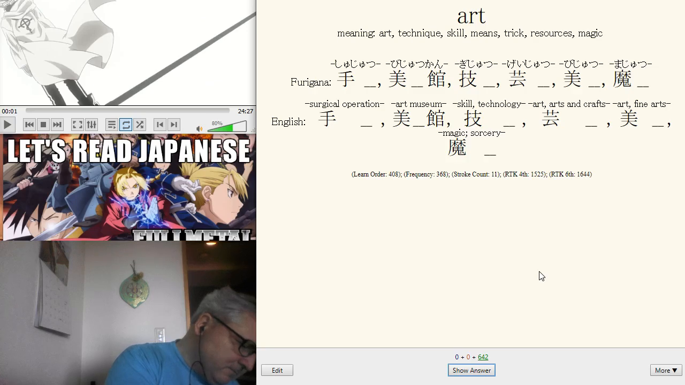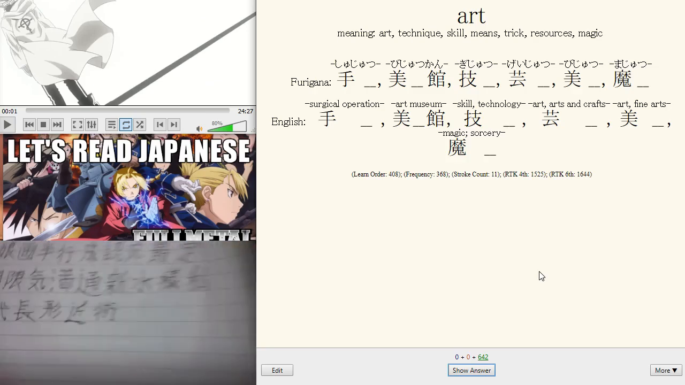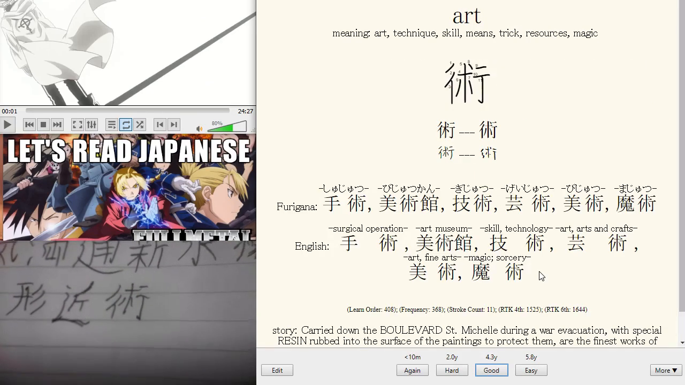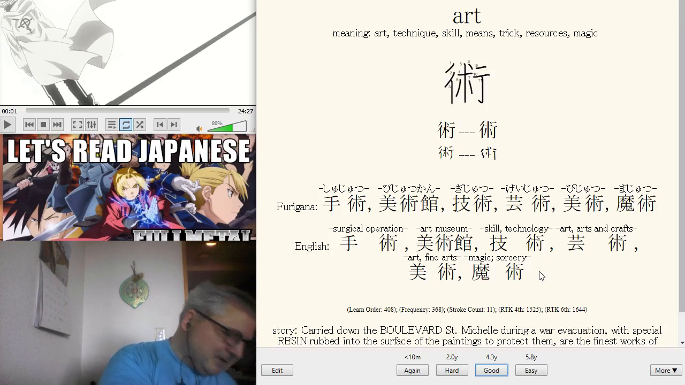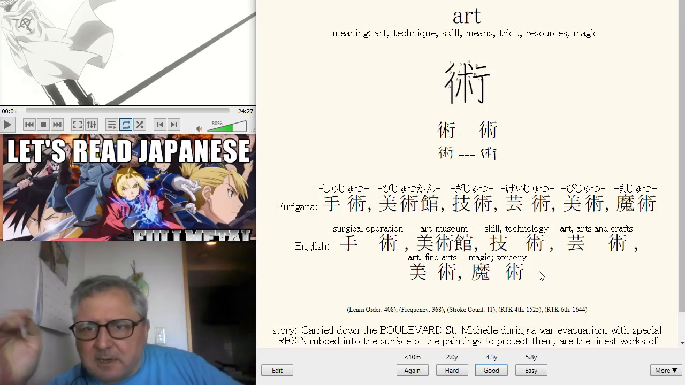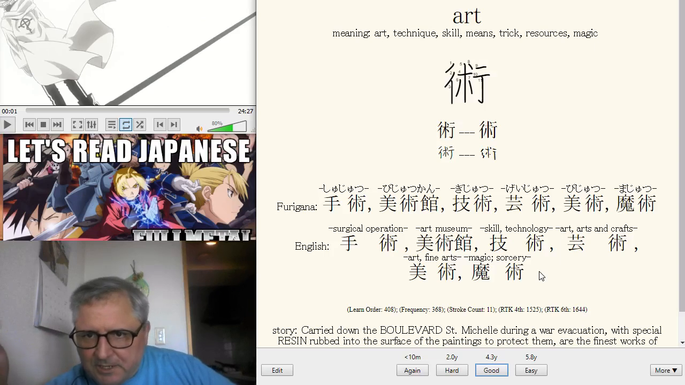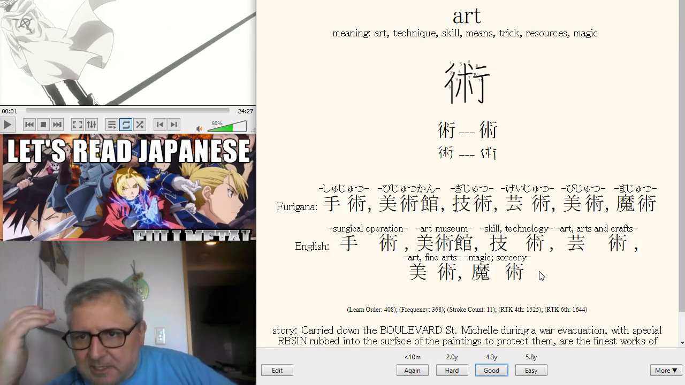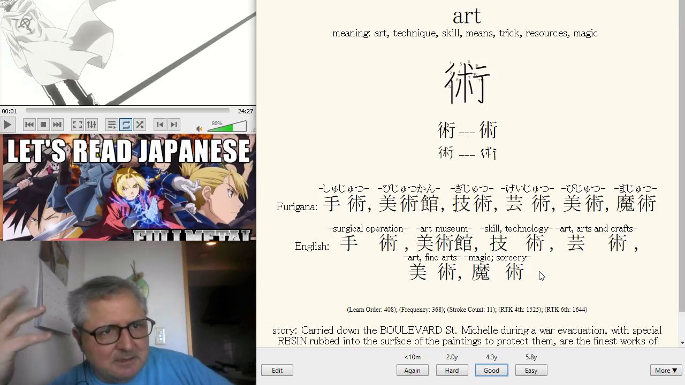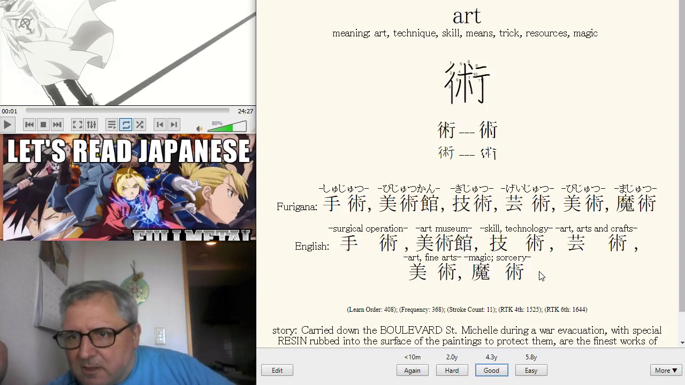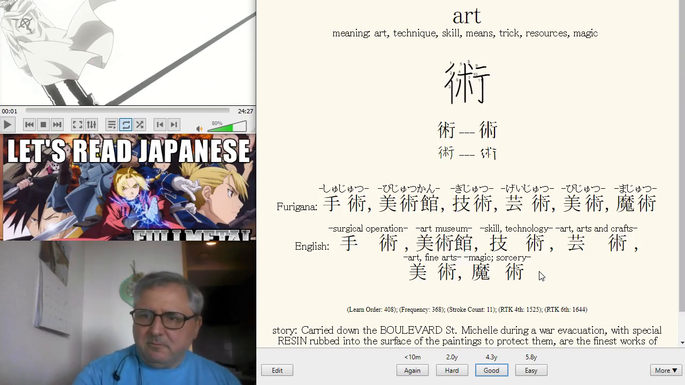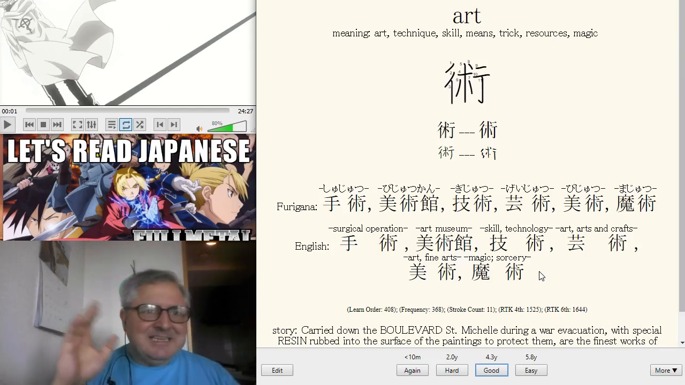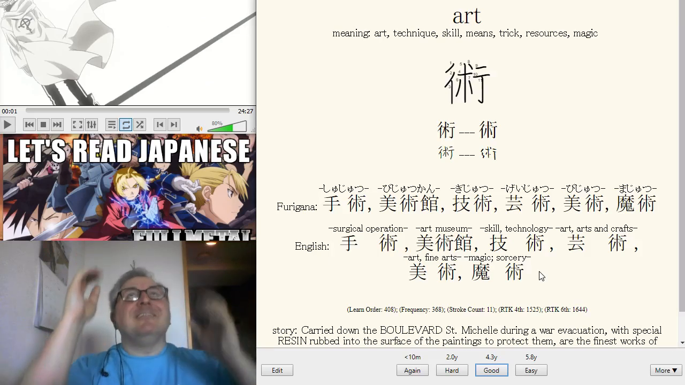Okay. Mistake, forgot that one little stroke. All right, shujutsu, yeah, surgical operation. Bijutsukan, it's like an art museum, right? Yeah, art museum. Gijutsu, that's technology, right? Skill, technology. Geijutsu, that's like geisha, performing arts, yeah, arts and crafts. Bijutsu, fine arts. Majutsu, that's magic, right? Magic, sorcery. Renkinjutsu. There we go. Also, renkinjutsu, Fullmetal Alchemist.